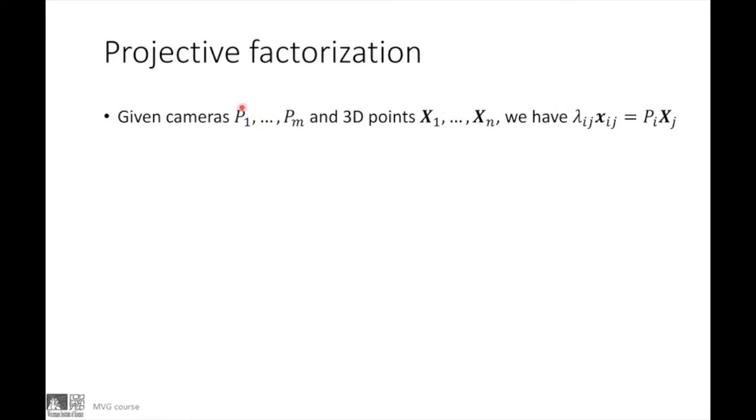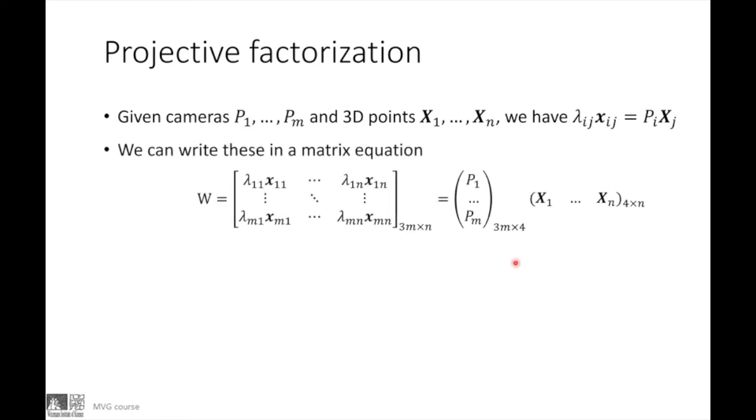Okay, so given m cameras and n three-dimensional points, we know that the perspective projection equation is lambda ij, which we will call the projective depth, times xij equals Pi times Xj. Xj is the three-dimensional point. Okay. Now we will talk about projective cameras now, not the uncalibrated.